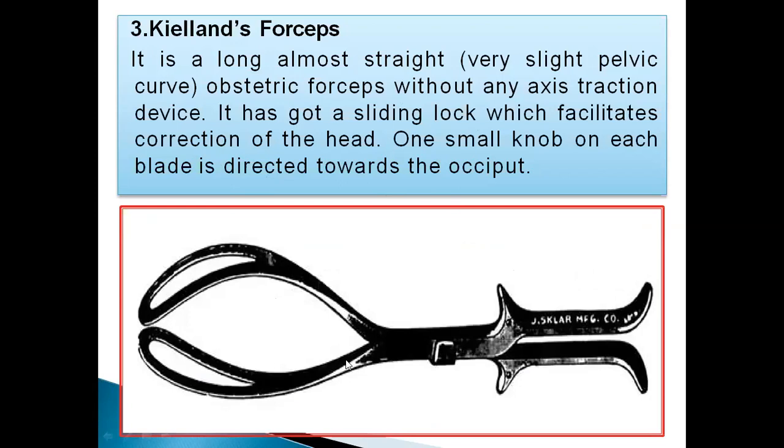Through this, actually, this Kielland forceps is usually used if, for example, the head is not rotating well, there is malrotation. To rotate and deliver the head, we will use Kielland forceps. It has got a sliding lock which facilitates the correction of the head. If it is not rotating, then we have to rotate it and then deliver the head. One small knob on each blade is directed towards the occiput.